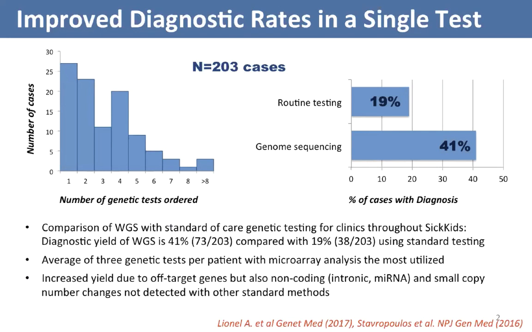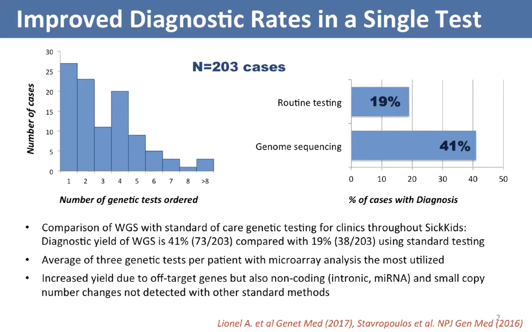And what was really interesting, and perhaps not surprising, is the amount of genetic testing that needed to be done per patient. On average, there were 3 genetic tests that were done per patient, and microarray analysis was the one that was the most utilized.